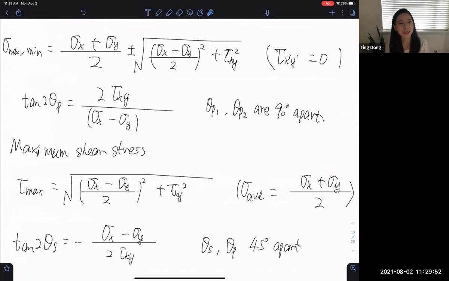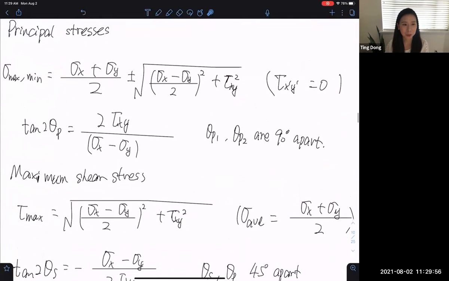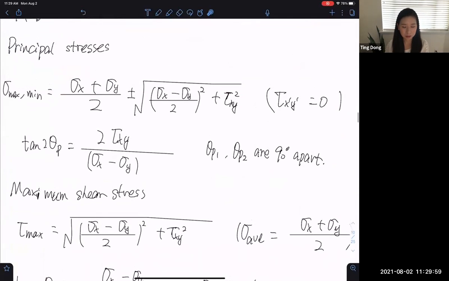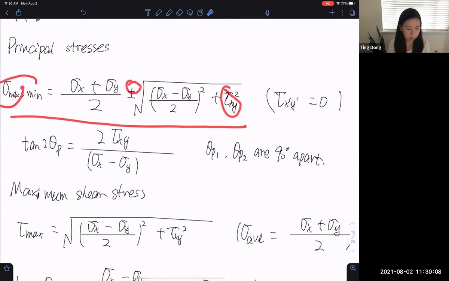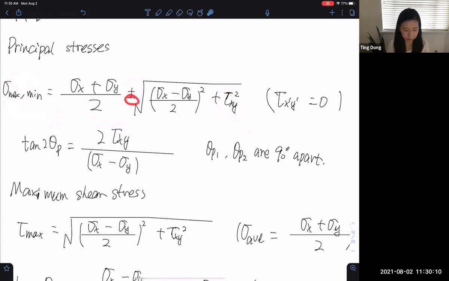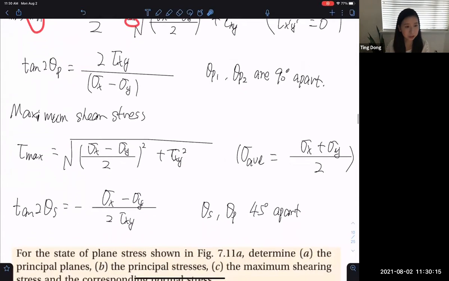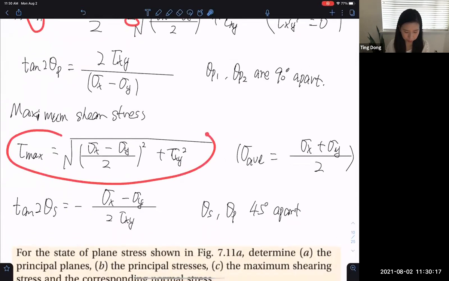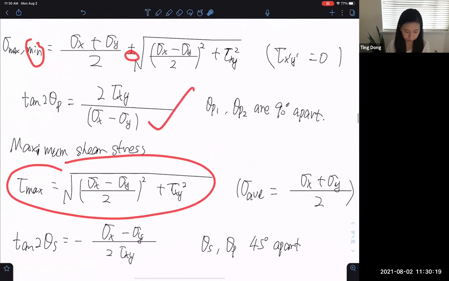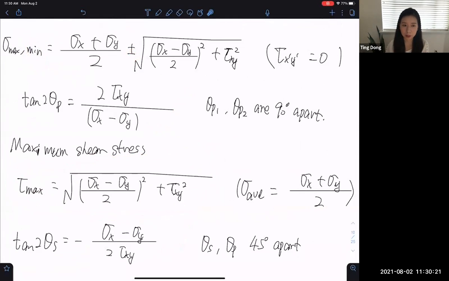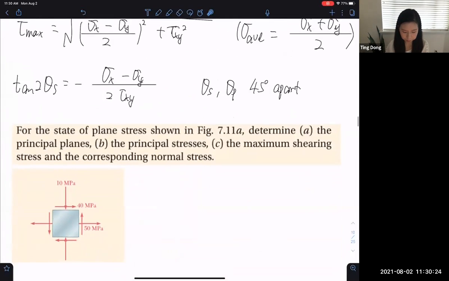And now this is the equation for calculating the principal stresses and maximum shear stresses. Again, the tau xy sign convention is the same. You can use this one: if it's plus, it's the corresponding maximum stress; if it's minus, it's the corresponding minimum stress. And for maximum shear stress, you can use this equation. These are the two equations to calculate in the angle rotation.